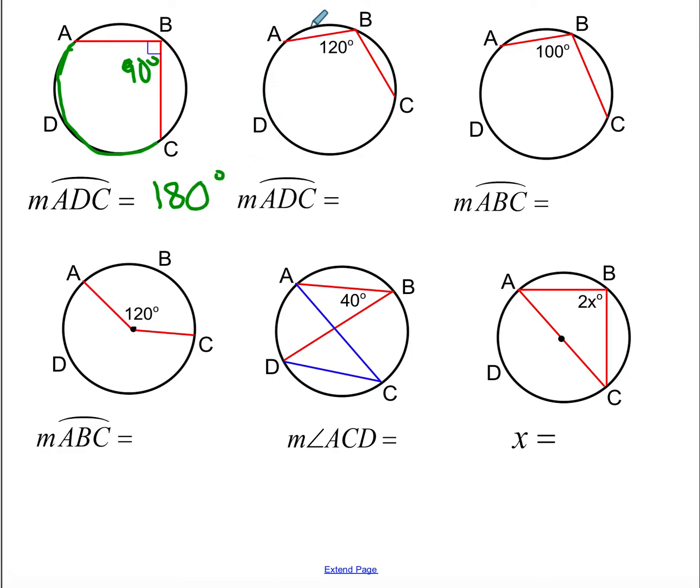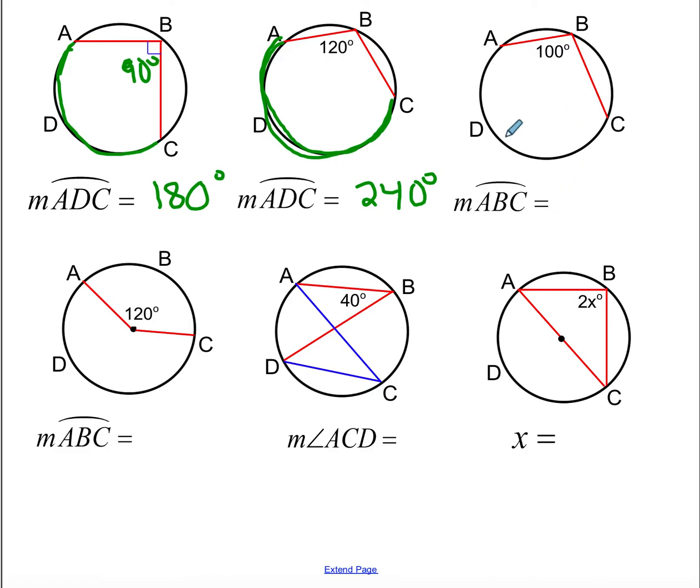Okay, again, we know the measure of this angle, and it's asking us for the measure of this arc. If we know the measure of this angle is 120, we know that has to be half of the arc. So if the angle, since it's inscribed, is 120, then the arc will be 2 times that, which is 240. You should be noticing a pattern here. If we know the inscribed angle, then the measure of the arc that it intercepts will just be 2 times that.